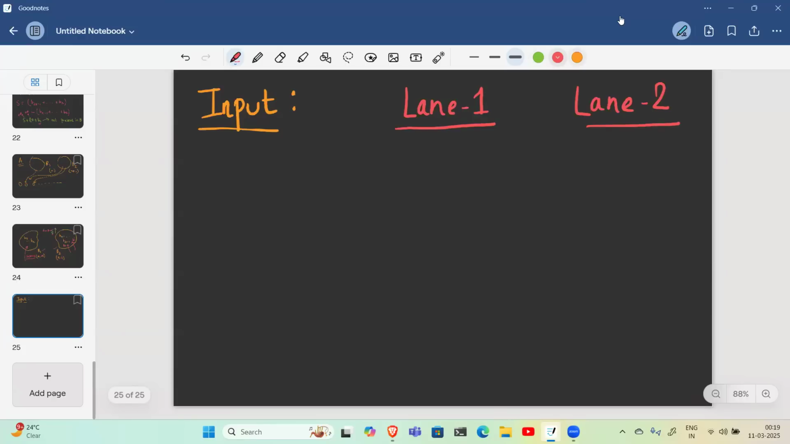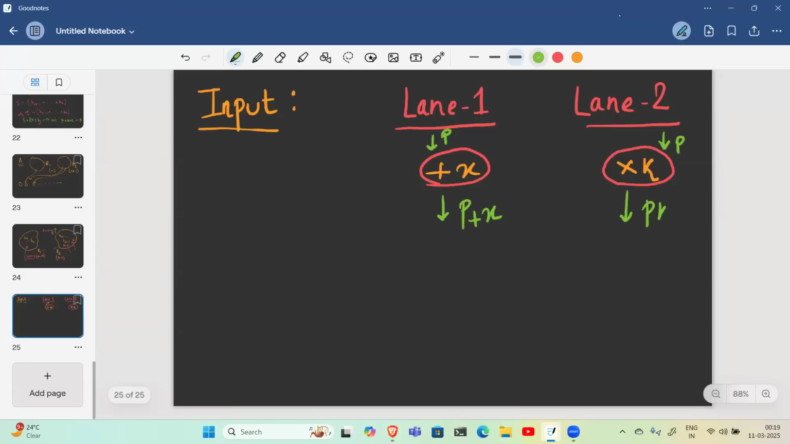In every lane, there is a gate, and every gate does something. Every gate is of one of two forms: either plus x or times k. When I say plus x, that means if p people pass this gate, then p plus x people come out. And when I say times k, that means if p people pass this gate, p times k people come out. These were the first pair of gates.